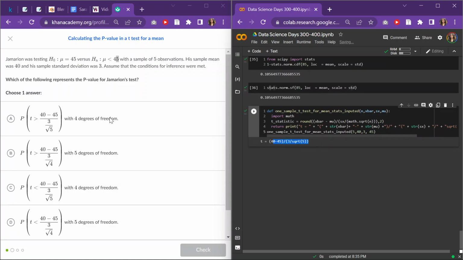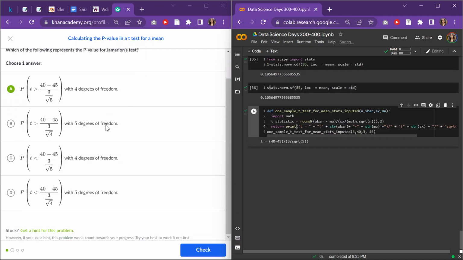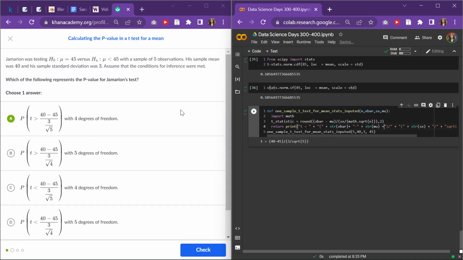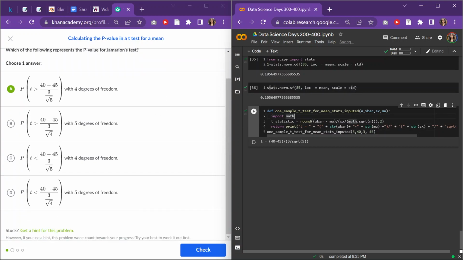So 40 minus 45, 3 over the square root of 5. Ooh, with how many degrees of freedom? Well, that would just be n minus 1. What's n again? A sample of 5, so 4 degrees of freedom. And t is, oh, but this one is actually different. This one only gives you the equation.